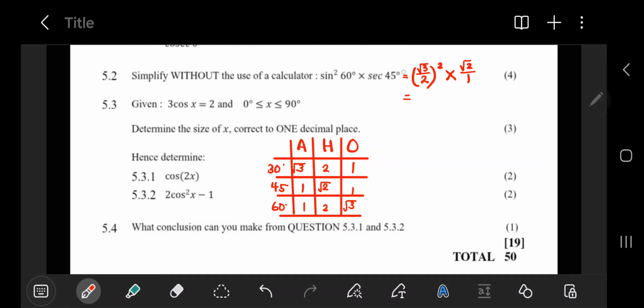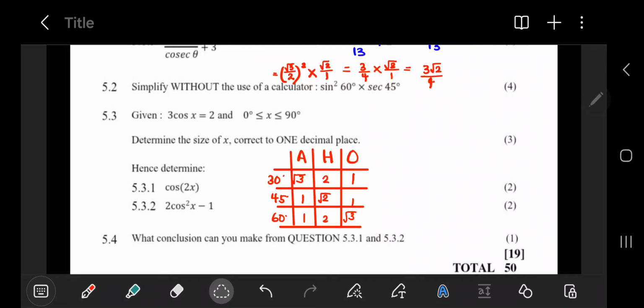Now simplifying this, when you square your first fraction, that is going to give you 3 over 4 times square root 2 over 1. And simplifying this, you can put it on your calculator. It will give you 3 square root 2 over 4. Again, they say without using a calculator because they want you to show your substitution. But to simplify to get your final answer, you can use your calculator for that. I'm just going to move this above so that I have space for the next question. Okay, there we have it. Now, we no longer need this table for special angles, so I'm going to remove that.